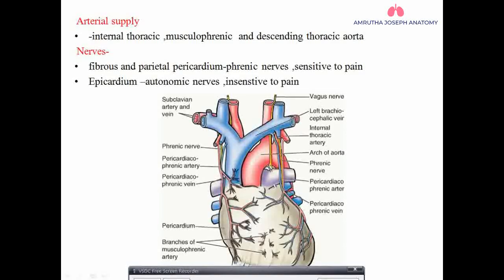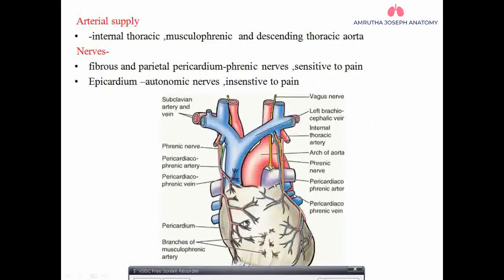Let's see the arterial supply. Arteries supplying the pericardium are internal thoracic artery. I just mentioned internal thoracic artery. This is internal thoracic artery. Musculophrenic artery. Musculophrenic arteries can be seen here.